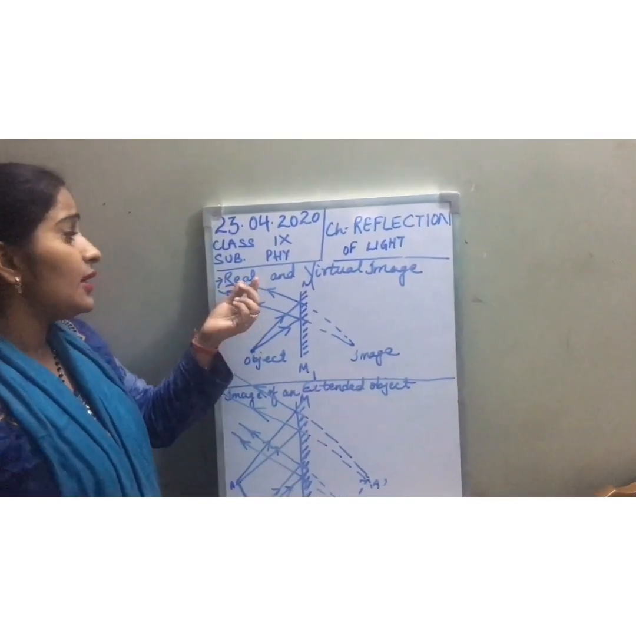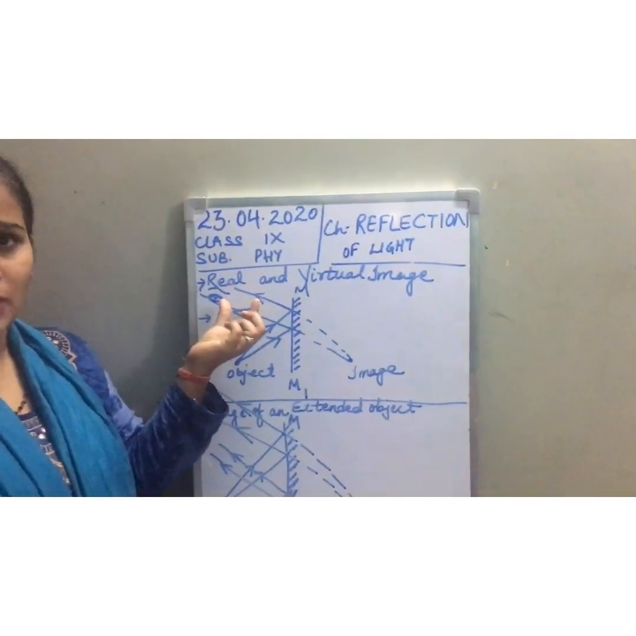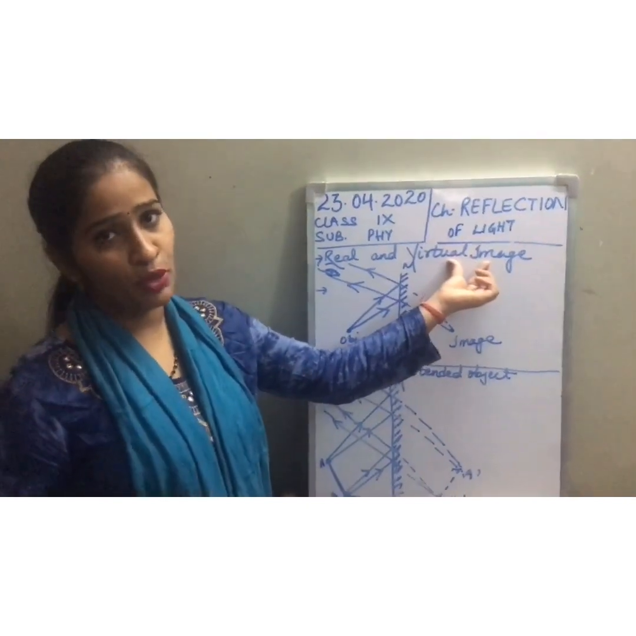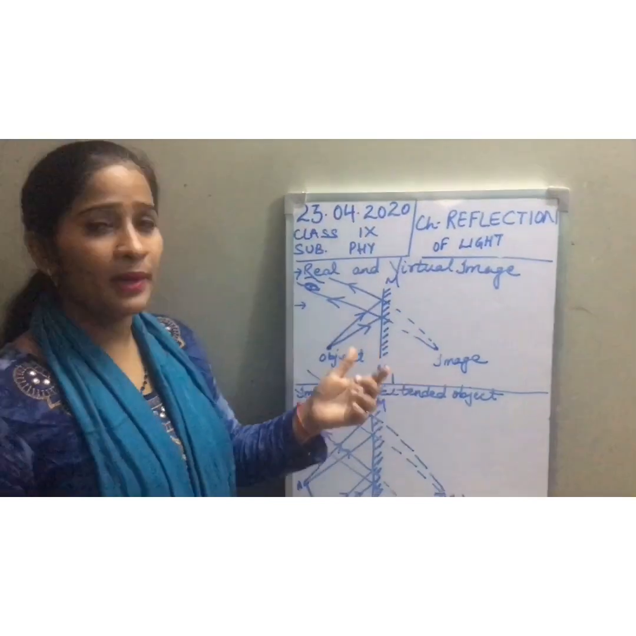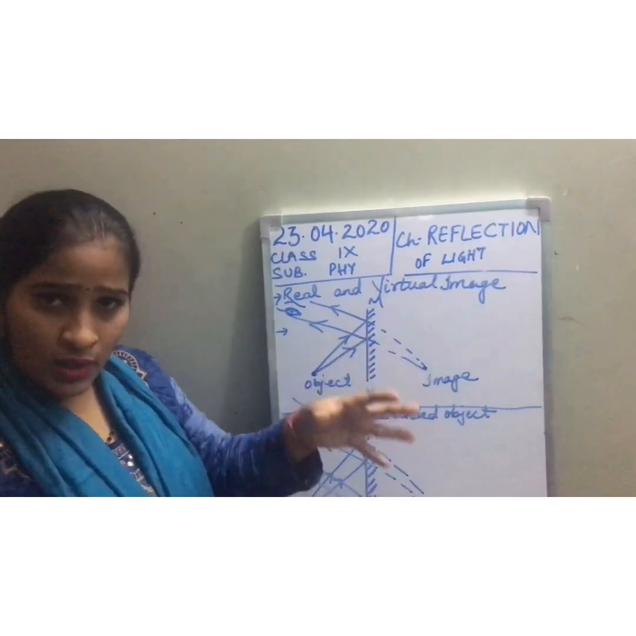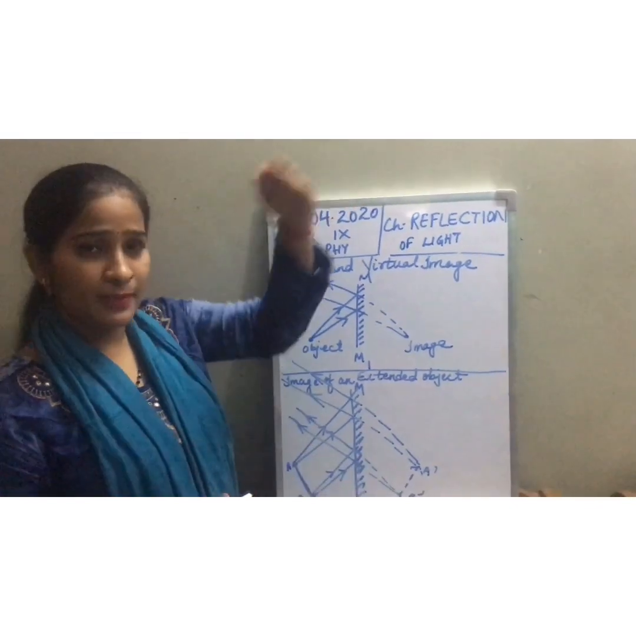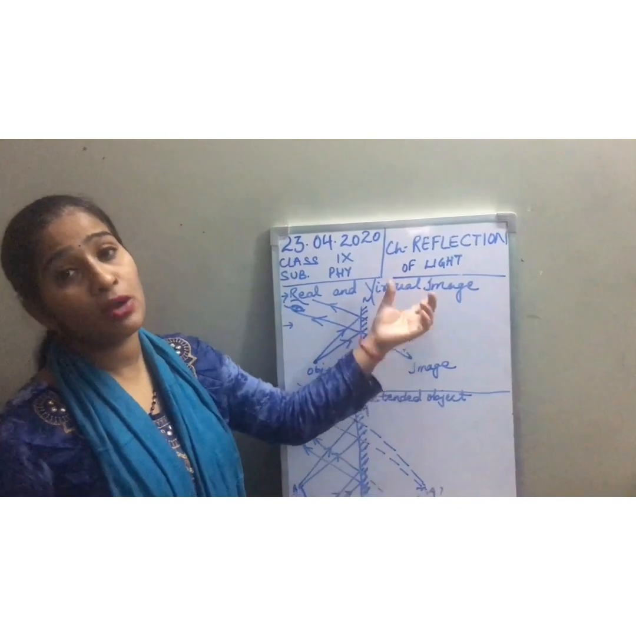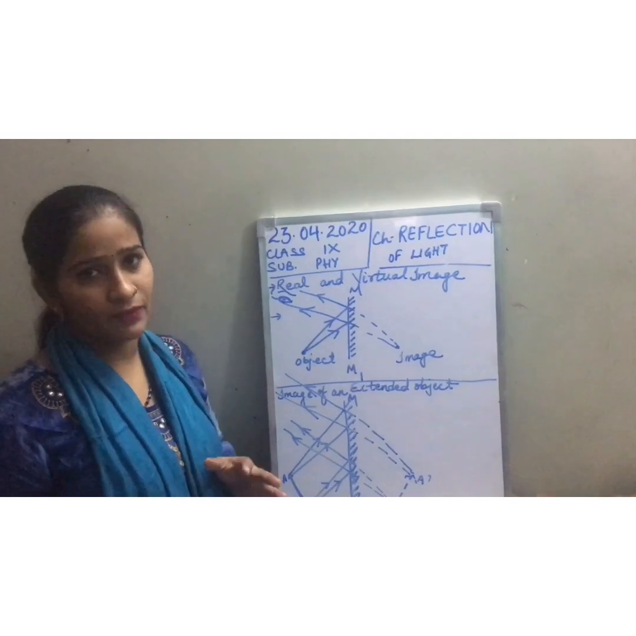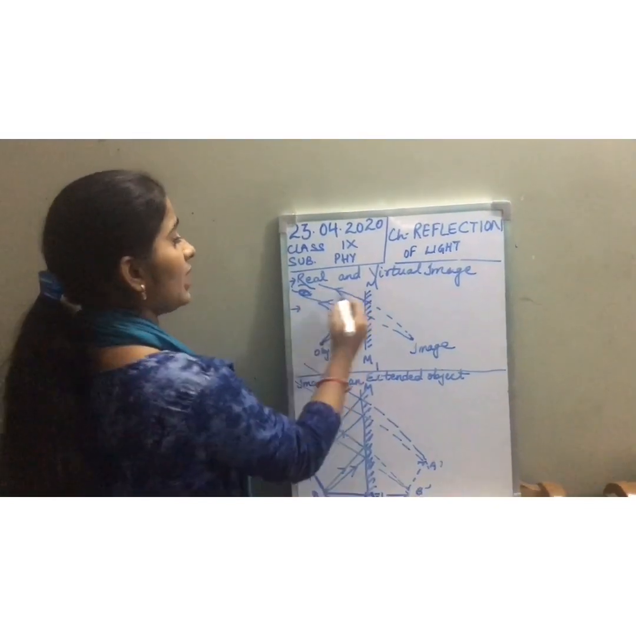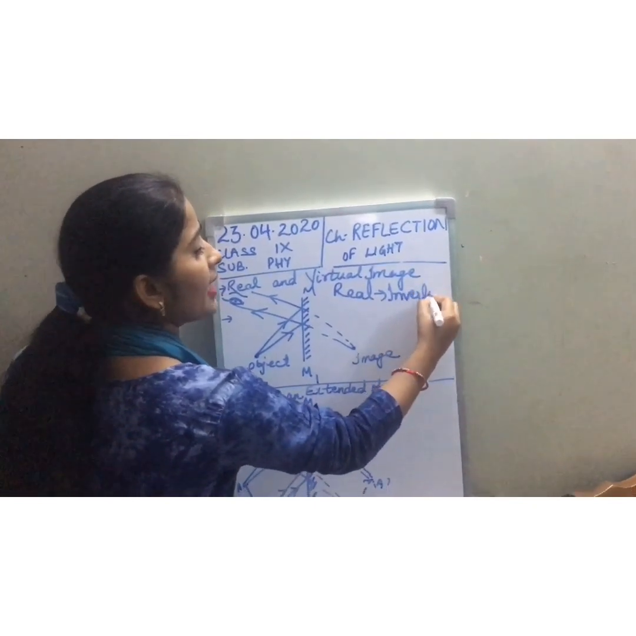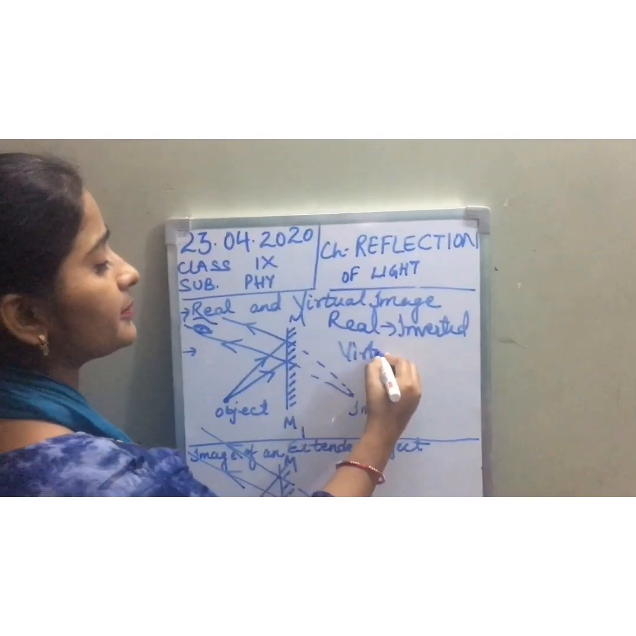Second difference, class: we can obtain a real image on the screen, whereas a virtual image cannot be obtained on the screen. Third and main difference between real and virtual image is what? Real images are always inverted. Inverted means upside down: up becomes down in the image. Virtual images are always erect, that means same: the head will remain head and the bottom part will remain bottom in the image. So real images are always inverted, and virtual images are always erect.